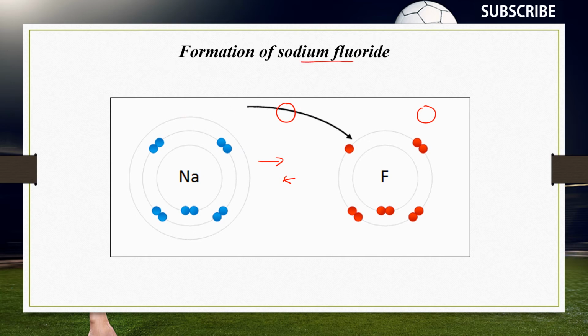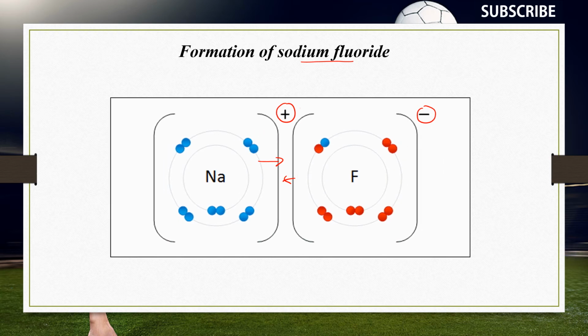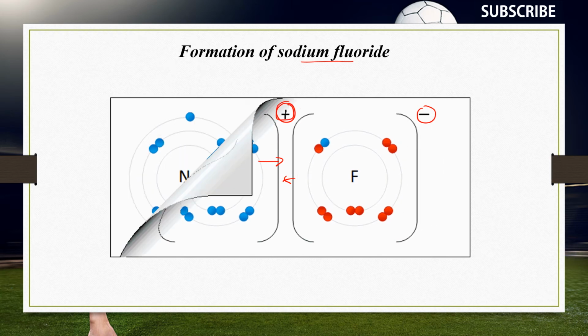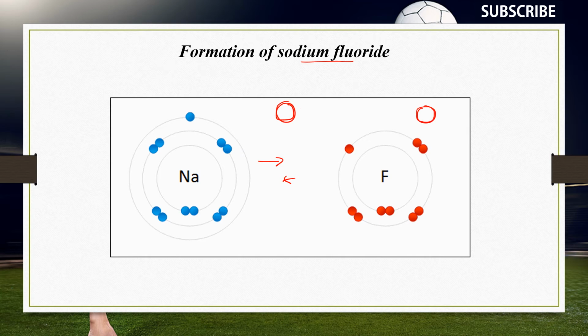So the same thing happens to sodium chloride. Just like sodium fluoride, we form the sodium ion and the chloride ion, and then the two come together to form an ionic compound.